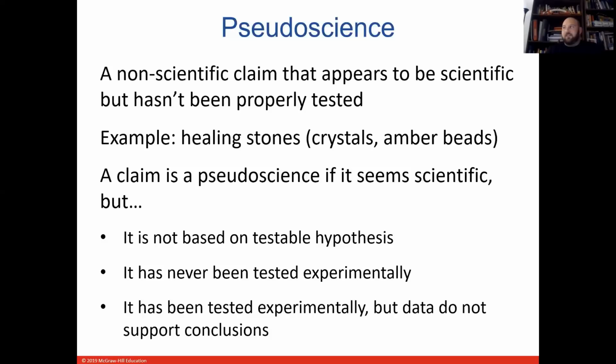So a claim is pseudoscience if it seems scientific but is not based on a testable hypothesis. Say, for instance, just because we haven't found megalodon doesn't mean it's not out there. That's a really bad hypothesis. You can't use that. It's never been tested experimentally. Again, going back to the healing stones or water has memory, or any of the weird theories that have popped up over, say, the last 40 years. Or it has been tested experimentally, but the data does not support the conclusions.